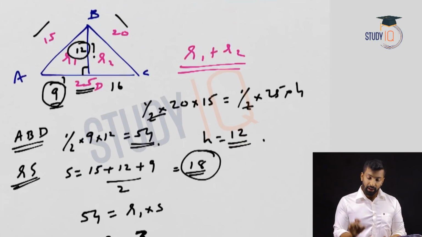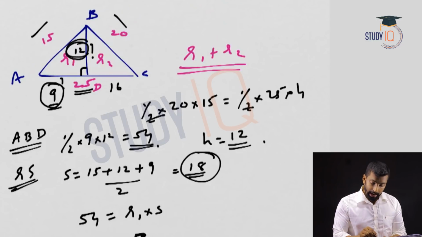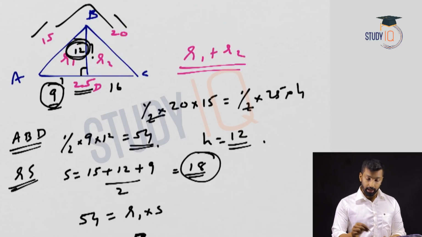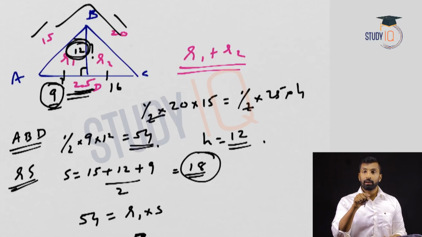What we have done, very simple. See, we got the height. How we got it? Just by equating this area, right? Half into 15 into 20 we know, and we equated with this. We got height. See, after getting height, we got these two lengths. Then by using that, we can find the individual areas of the individual triangles, and we can equate with R1 S.